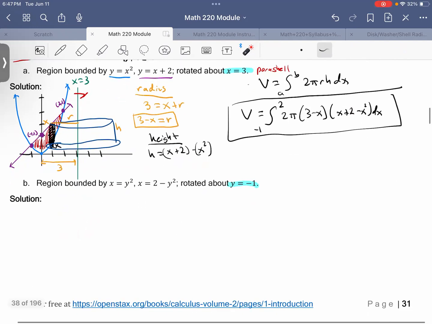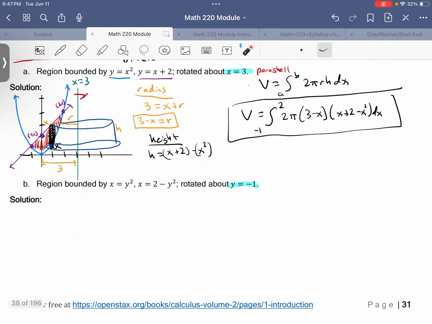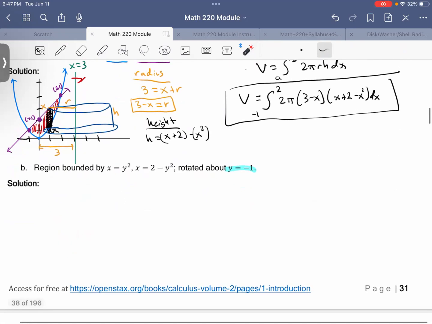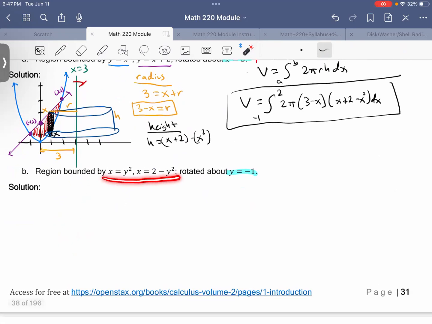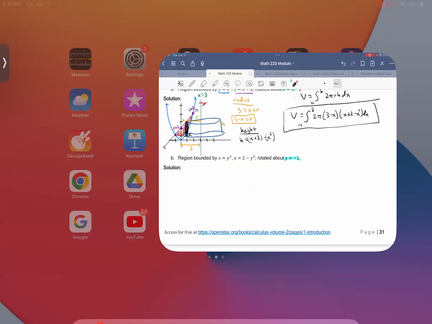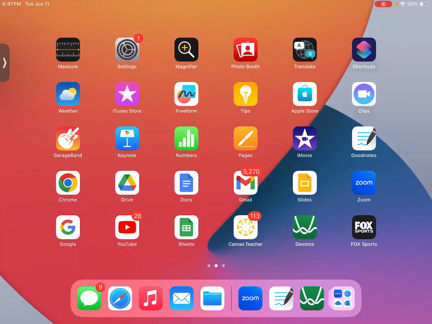Let's try out the next one now. So, a different one. We're going to have x equals y squared, x equals 2 minus y squared, rotating about y equals -1. When you graph things in terms of y, you're kind of thinking backwards. So let's go ahead and check out Desmos and see what this says for us.